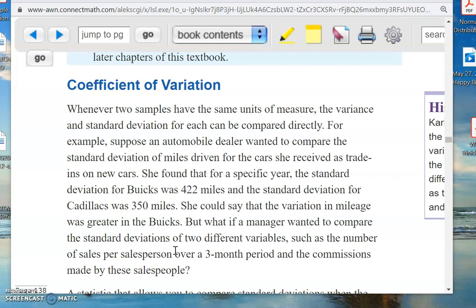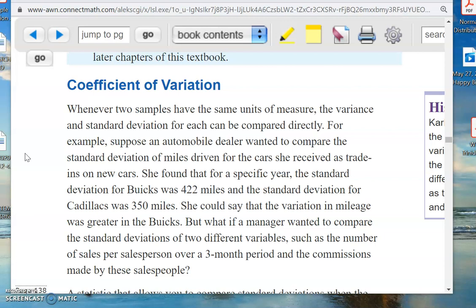The concept is that if you have 2 samples or 3 samples or 4 samples, however many you have, you can calculate the variance and the standard deviation for each of those samples, right? Easy to do. We have the formula. Moreover, we can compare the standard deviation and the variance of those samples, but only if they're the same units of measurement.